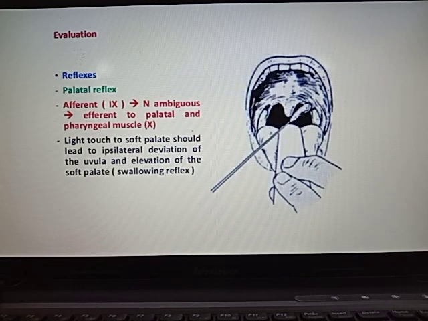Okay, and this is the palatal reflex. In case of palatal reflex, light touch of the soft palate should lead to ipsilateral deviation of the uvula and elevation of the soft palate, the swallowing reflex. And again, the afferent impulses go to the nucleus ambiguus by the glossopharyngeal nerve, and the efferent to the palatal and the pharyngeal muscle by the vagus nerve. Okay, this is the palatal reflex. So these two reflexes are related to the glossopharyngeal nerve.